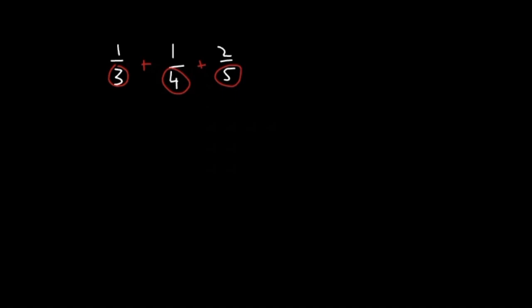So if we multiply them, it will become 3 times 4 times 5, which is equal to 60. Okay, 60. So we have to make the denominator 60. For this, we multiply the denominators of the second and third fractions with the first one.